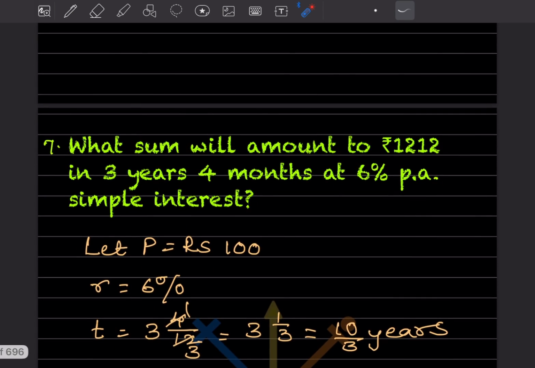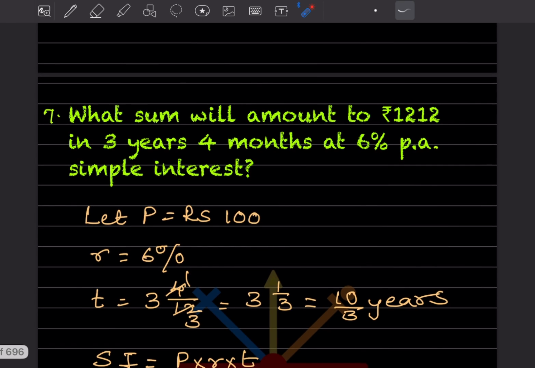So what sum will amount to rupees 1212 in 3 years, 4 months at 6% per annum simple interest. So sum means that is the principal. Now we don't know what the principal is over here. So now let us assume the principal to be rupees 100. So here the rate of interest is given as 6%.